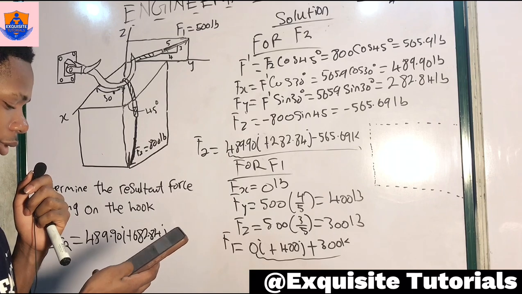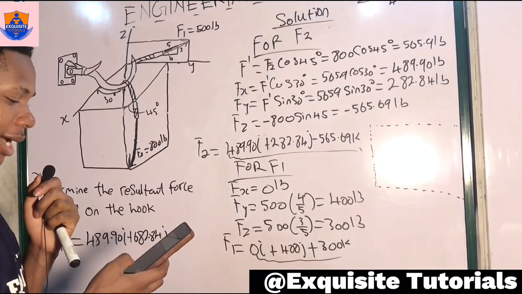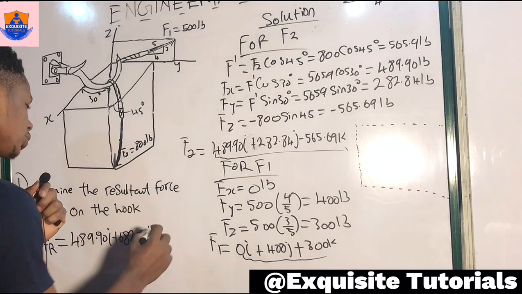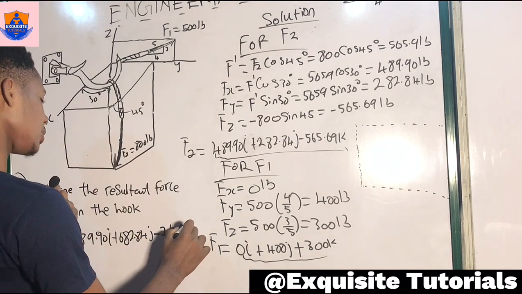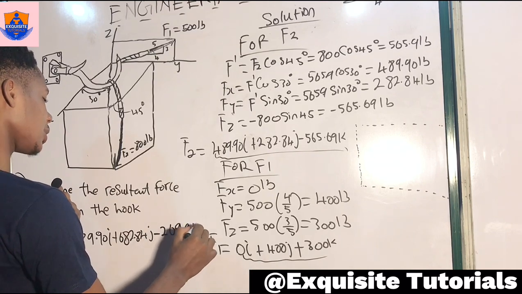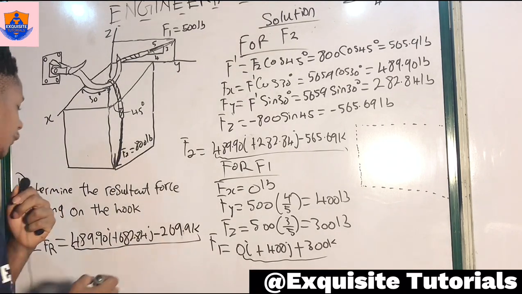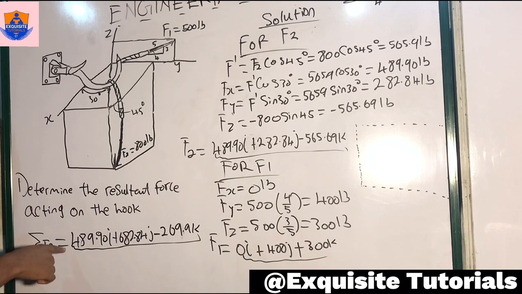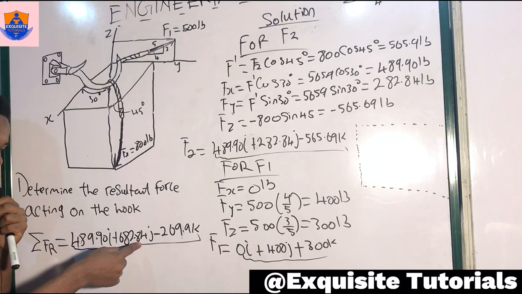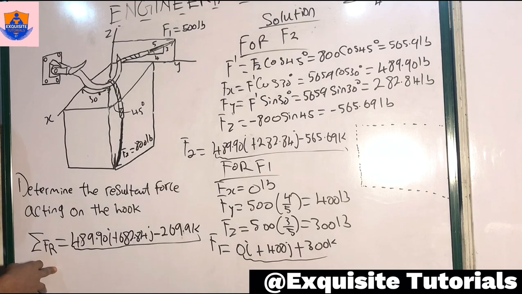We're having 300 minus 565.69. That goes to the value of minus 265.69, that will give us minus 269.69. Minus 269.69k. Now that's the value of k in this resultant vector. So here we have the resultant vector to be 489.90 in the x-axis, and then 682.84, minus 269.69, what you're seeing on the board, for the value of k.